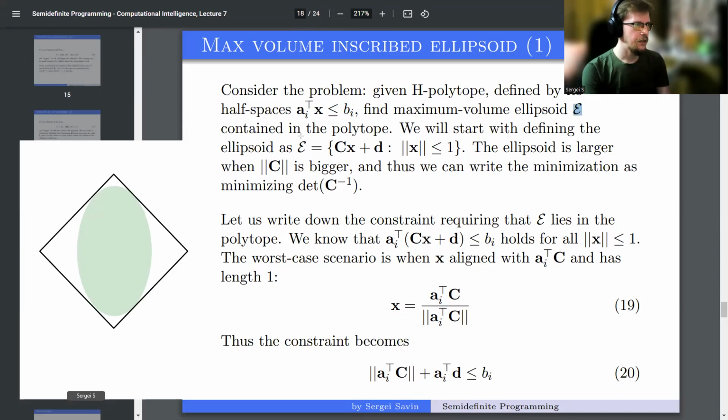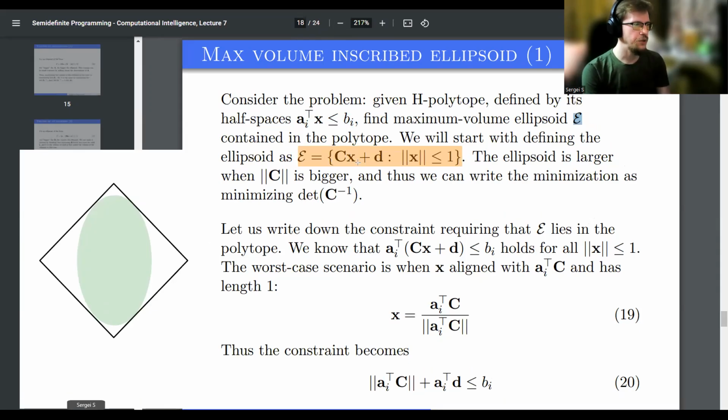Where the ellipsoid is equal to Cx plus D, where the norm of x is less than or equal to 1. So this is the second representation, right? Well, this ellipsoid will be bigger when the determinant of C is bigger. Thus, we can write the problem as minimizing the determinant of C inverse. Okay, minimizing the determinant of C inverse. All right. Let's minimize the determinant of C inverse.